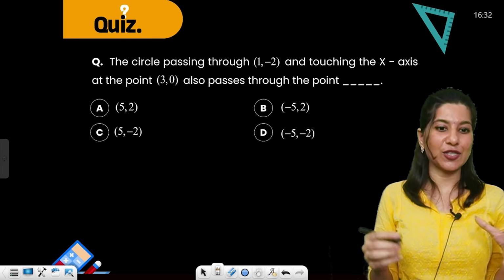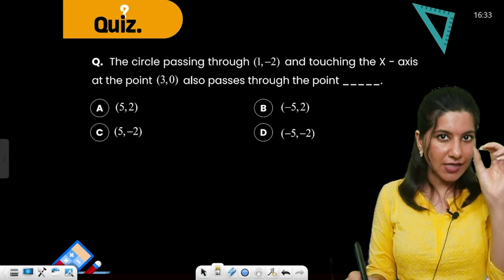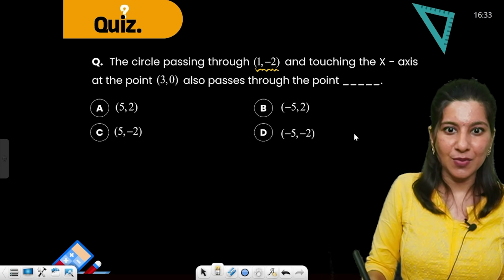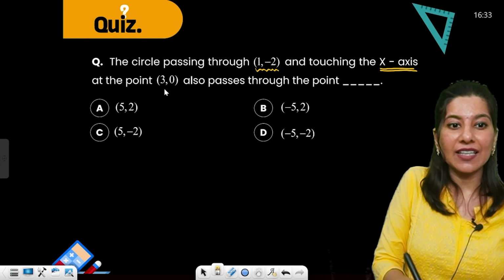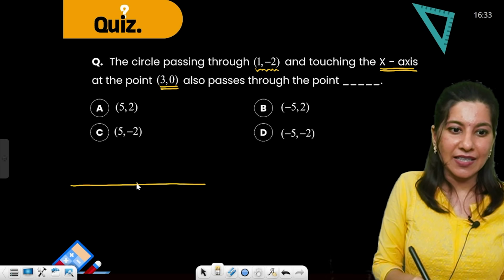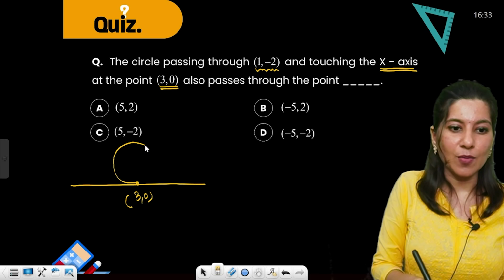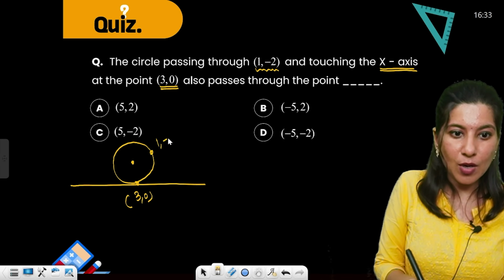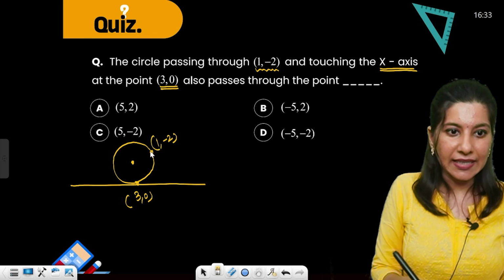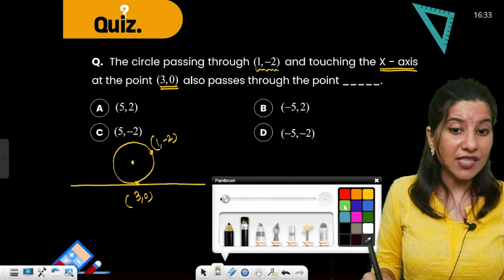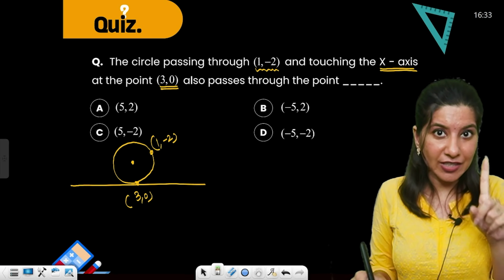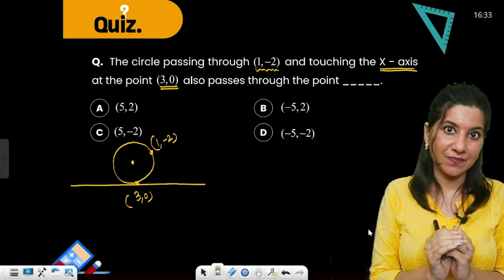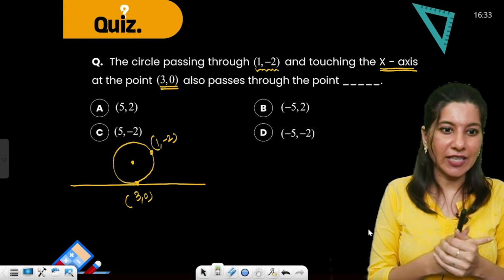Now we have another question. I have brought so many questions so that your circles chapter will be crystal clear to you. The circle passes through (1, minus 2) and touches the x-axis at the point (3, 0). This is how it will look. Center, we don't know. We need to find it. And the circle is passing through (1, minus 2). We need to figure out the equation of the circle first. Then we can know which points satisfy that circle. Directly we cannot know.